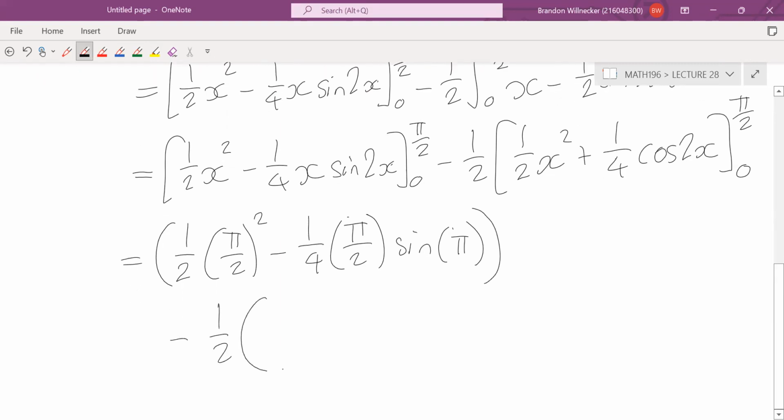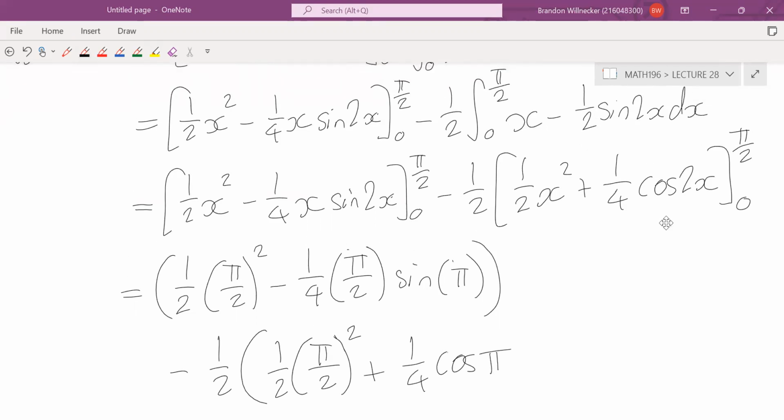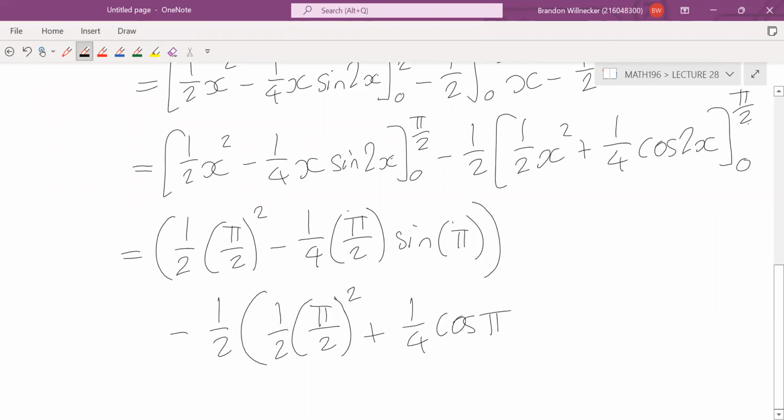Minus 1/2. Now we're dealing with the second bracket. We have to put in pi over 2. So we're going to have 1/2 pi over 2 squared plus 1/4 cos of pi. Okay, again, because the 2x becomes 2 times pi over 2, which is just going to be pi. Okay, so that's at the upper bound, and at the lower bound, we're going to have minus 1/2 of 0 squared is 0, but then 1/4 of cos of 0 is going to be 1/4. Okay, so don't forget that cos of 0 is 1. You can't just ignore that.